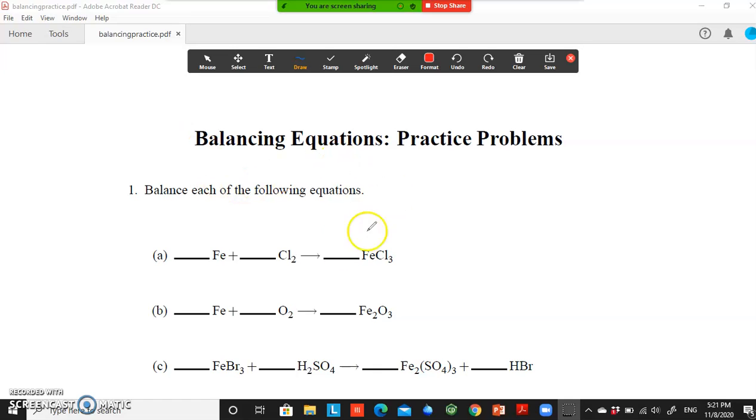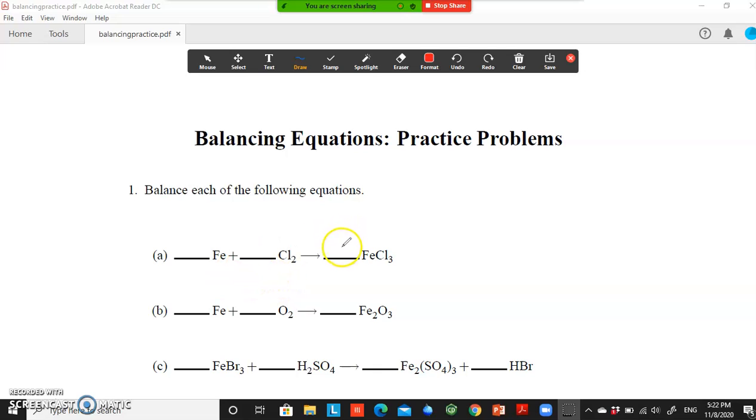Over here you can see that we have three different chemical equations and each one of them is not balanced. Why did I say so? Because the number of atoms on the left side of the equation is not equivalent to the number of atoms on the right side. You can see that on the left side you have one iron and one iron on the right side, but you have 2 chlorine on the left side, and on the right side of the equation you have 3 chlorine. So in order to balance this equation, you need to add a coefficient in front of each of the molecules wherever necessary.